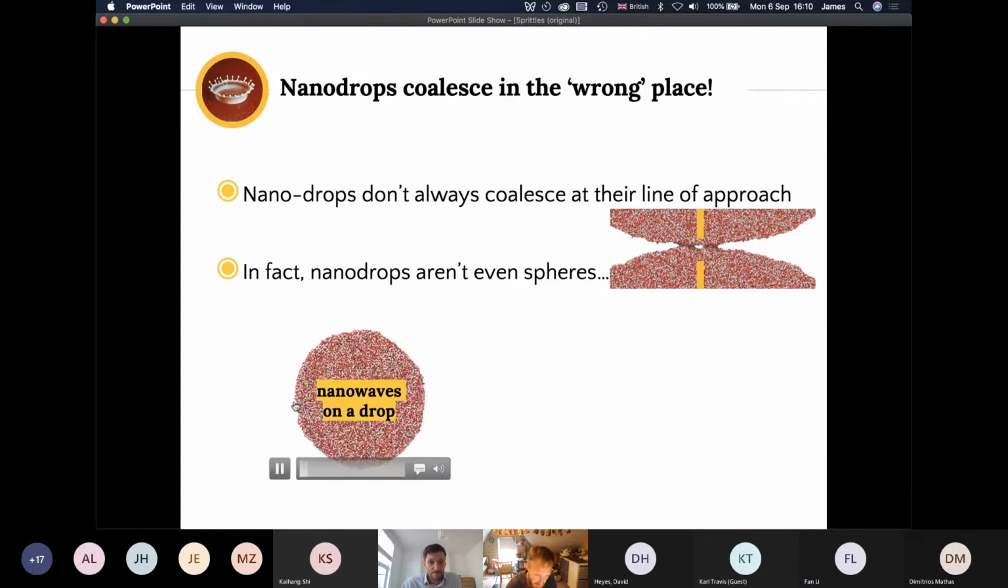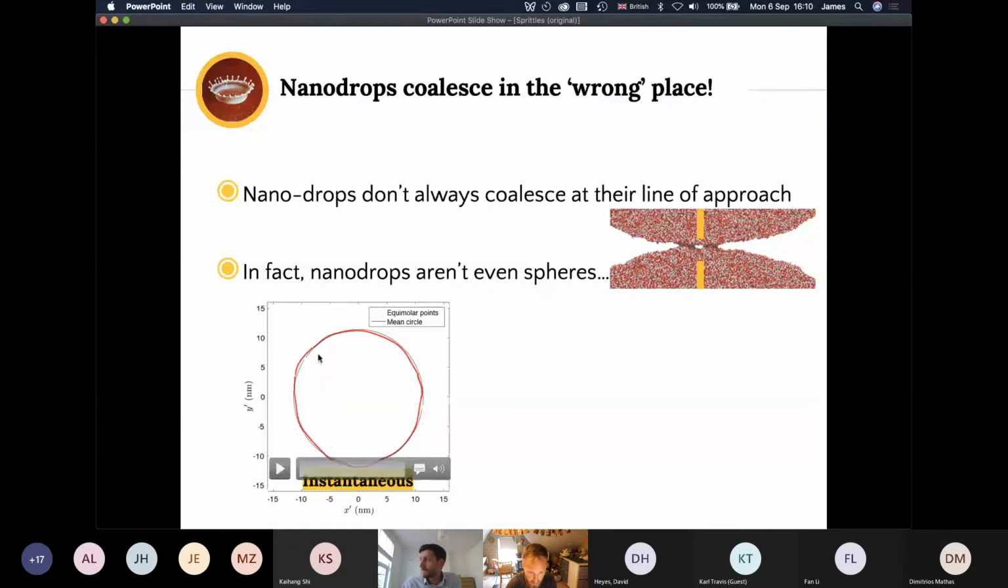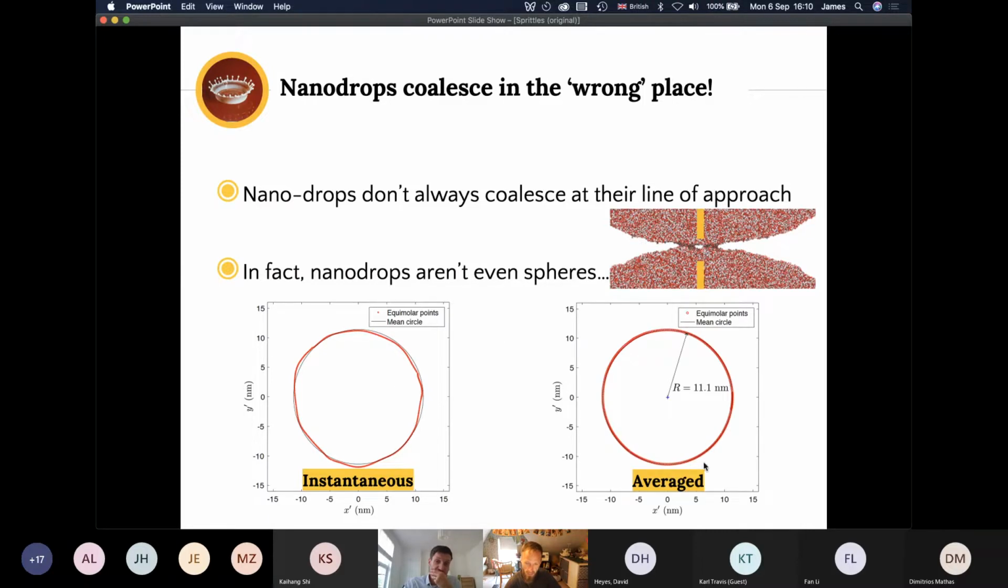If we sit and just watch one of these nanodrops, or a quasi 2D drop, we see waves traveling around the interface, driven by the thermal fluctuations within the bulk. So these are nanowaves on a drop. If we take some instantaneous snapshot, clearly we don't have a circle or a sphere. We have some other shape. And if we push these shapes together, there's no reason why they should join along their lines of center. If we average in time, then we get back to this classical picture of spheres or circles.